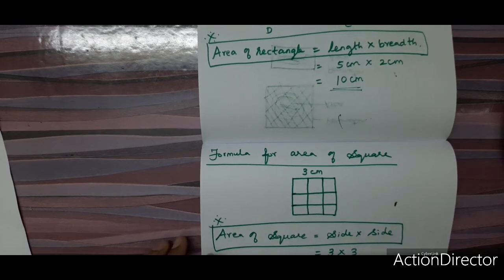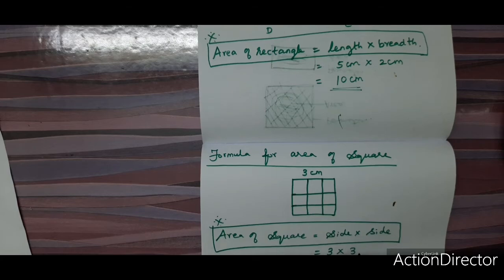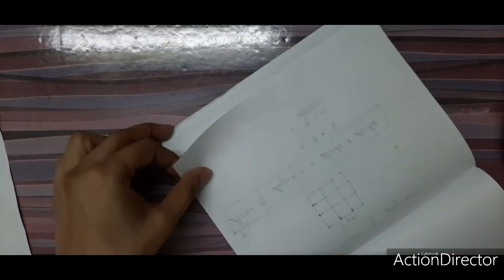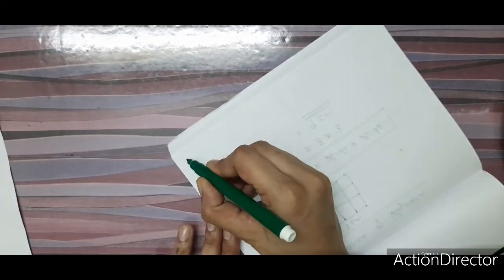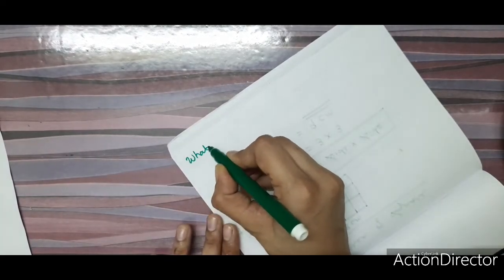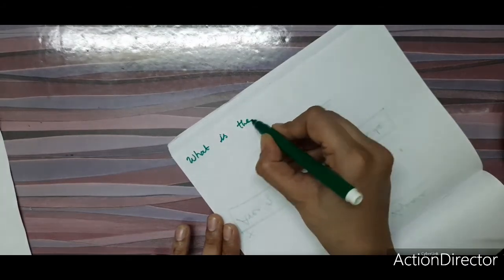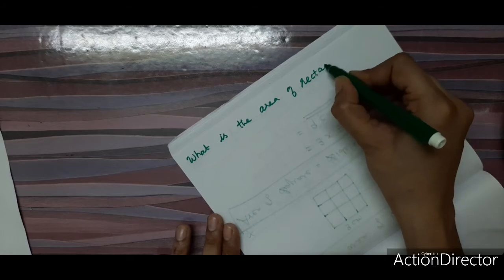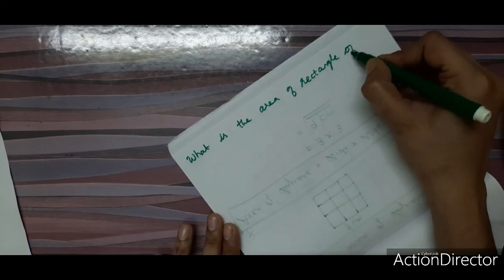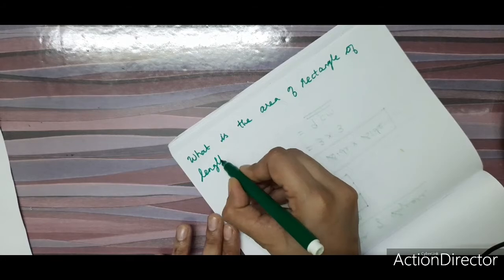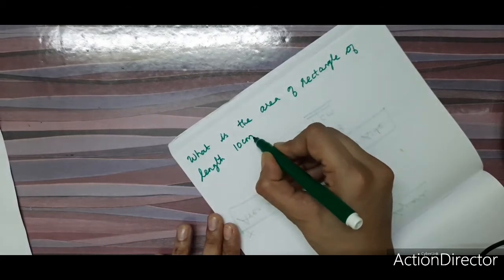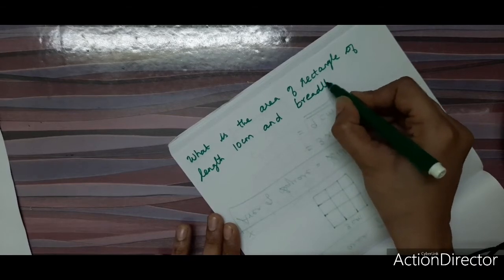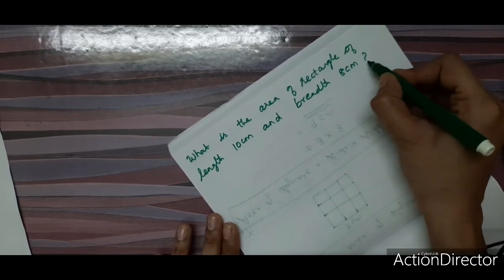Okay, so using these formulas we shall see example sums. Now we shall see 2 example sums for each formula. Okay, so the question is, what is the area of a rectangle of length 10 centimeters and breadth 8 centimeters. So this is the question.